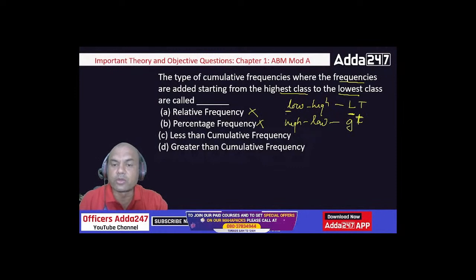So high to low, whenever the high number is first and then I have the low number, then it is called greater than cumulative frequency. So the question is, the type of cumulative frequency where the frequencies are added starting from the highest class to the lowest class. It is known as GT, greater than. Will you remember it now? Less than means starting from low. Greater than, starting from higher.